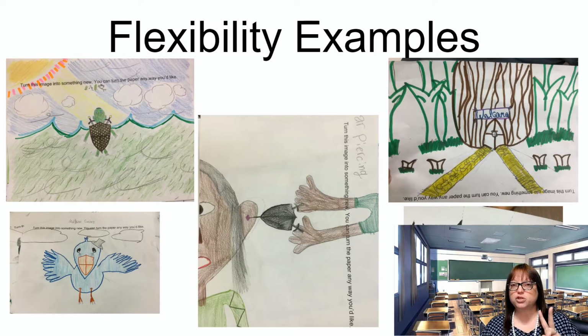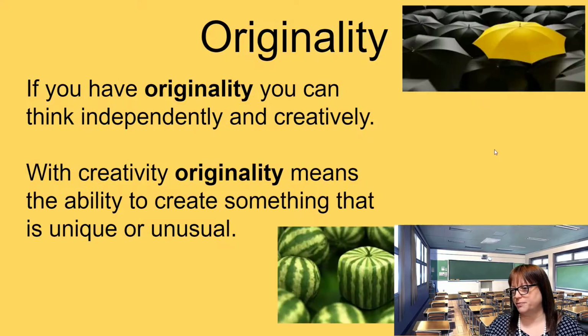Okay. So those are the first two F's, right? We've got fluency and flexibility. And now we're going to go on to the O. So for O, it's originality. You're original. You can come up with something on your own, something out of the box, as we say, right? You think independently. You think creatively.